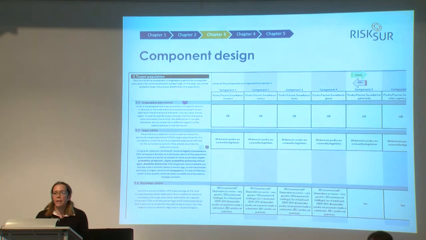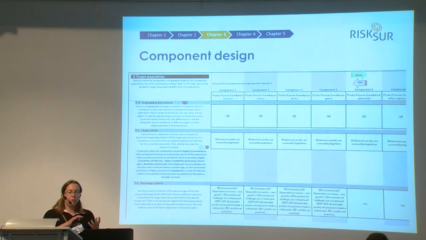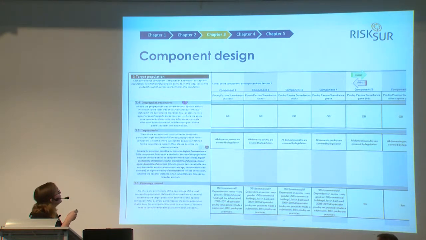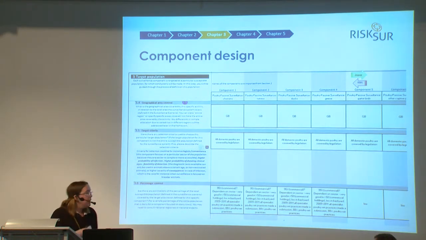And then we go on to designing our individual components, and whereas before I was describing all our surveillance, this is just looking at the passive surveillance we carry out for all notifiable diseases in poultry, which is just Newcastle disease and avian influenza. So then we narrow down to the geographical region covered by the passive surveillance, which is GB, and target criteria, because it's covered under legislation, all domestic poultry are covered.